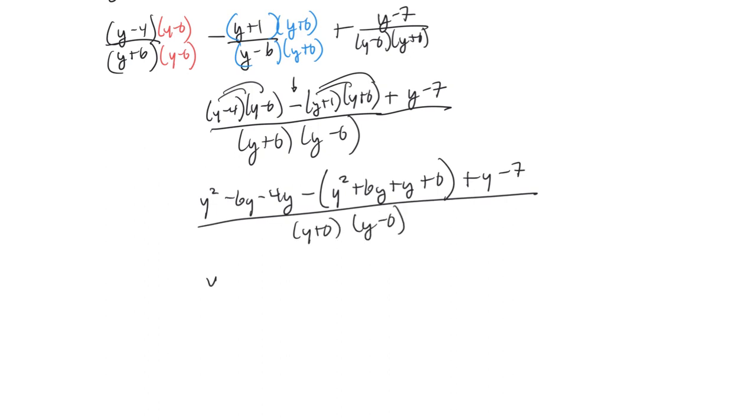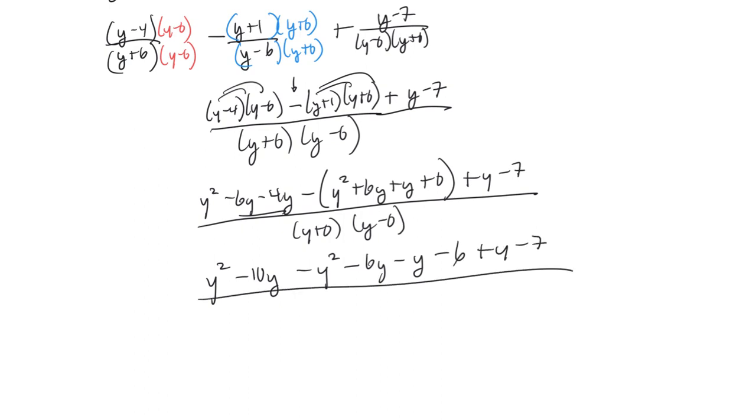Okay, let's apply that negative sign. So y squared, I'll collect these, that's minus 10y. So minus y squared minus 6y minus y minus 6 plus y minus 7, all over common denominator.